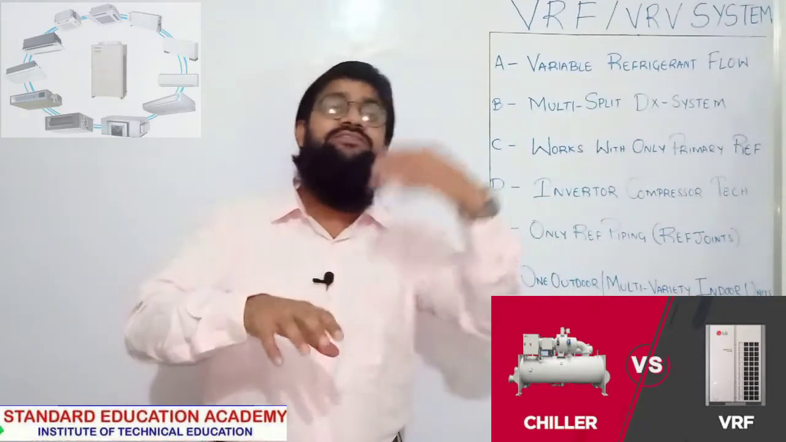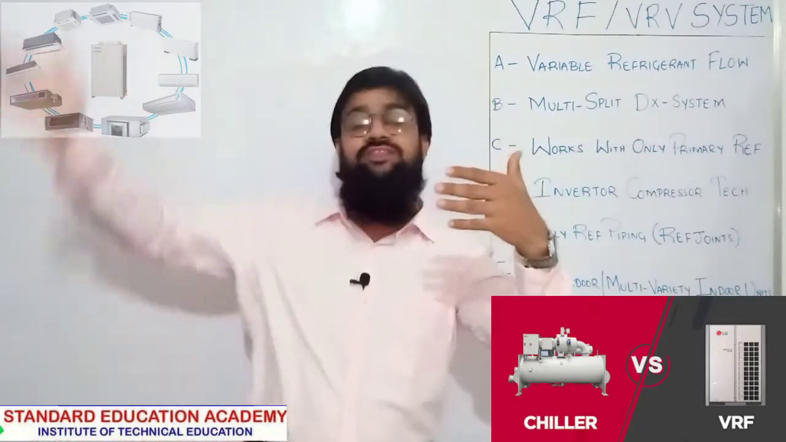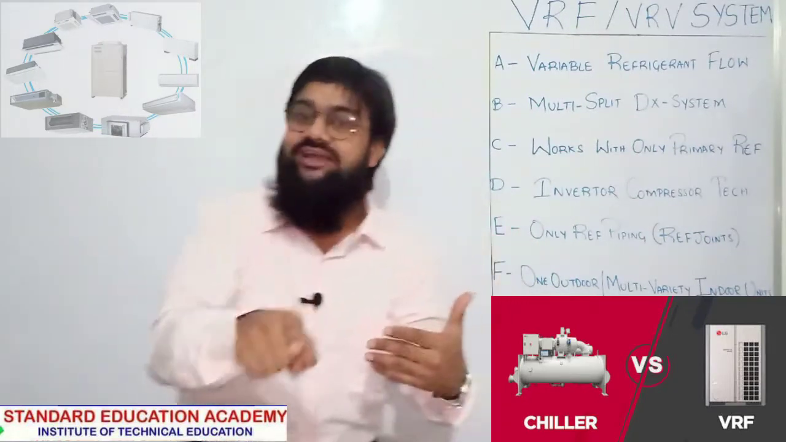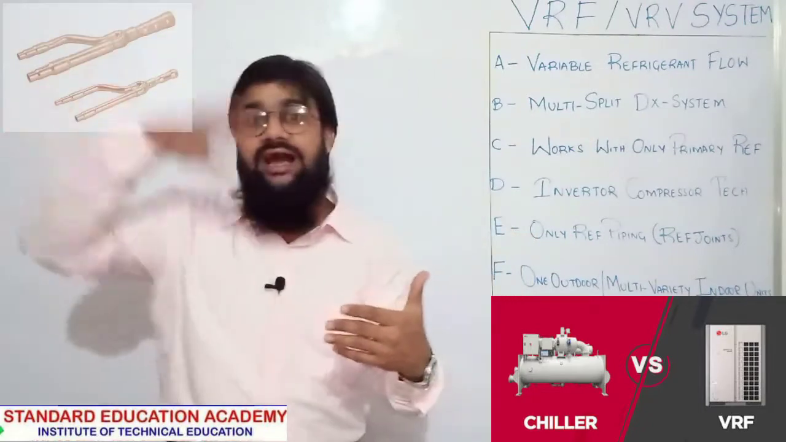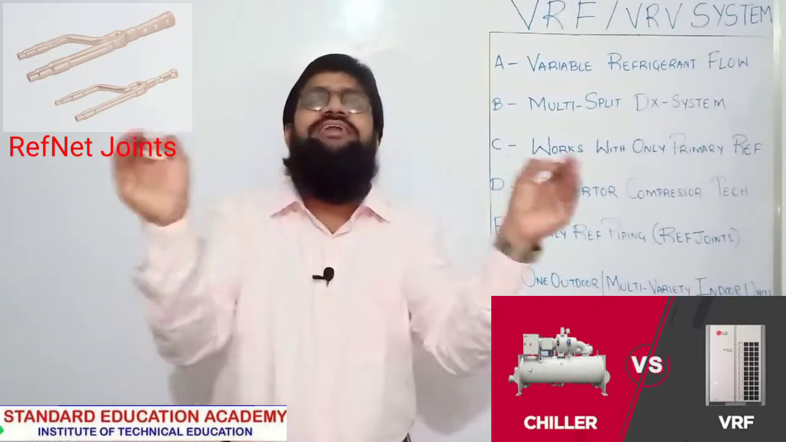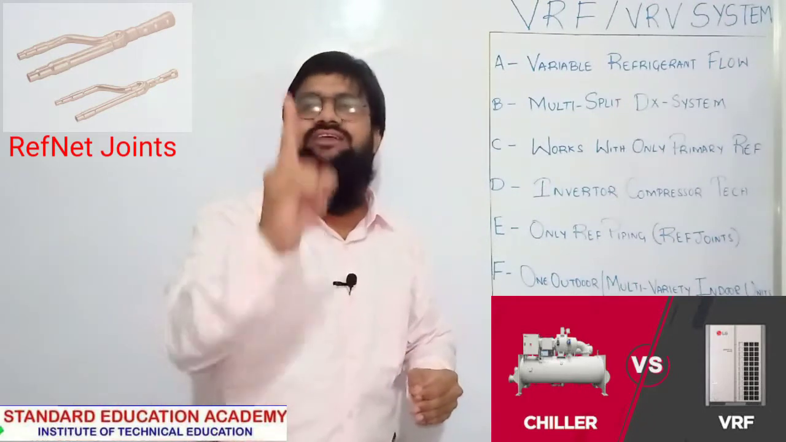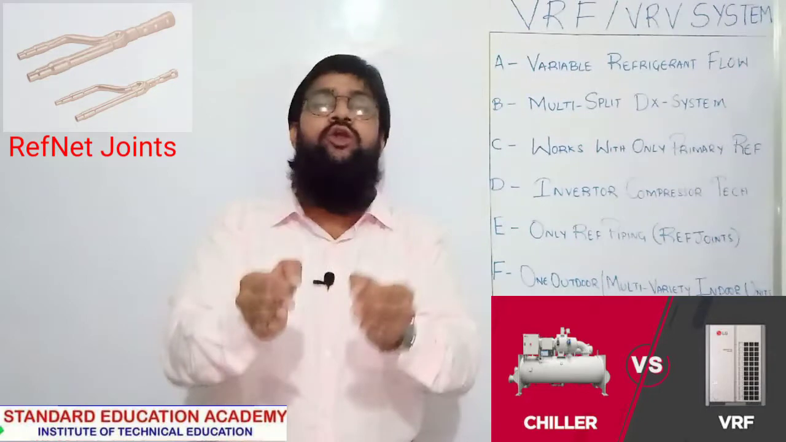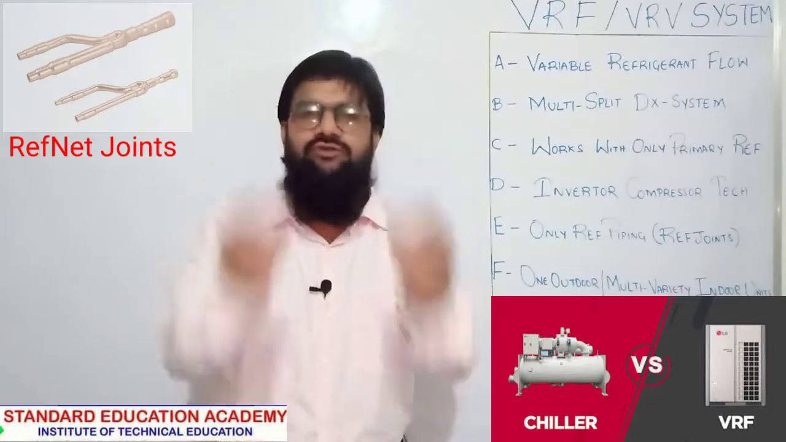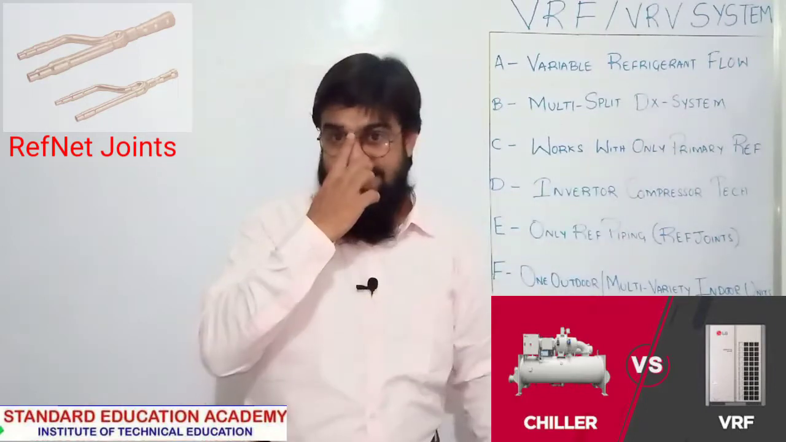So in chillers, what will happen? This primary refrigerant will cool the secondary refrigerant, and this secondary refrigerant will flow within the building, and heat transfer will be carried out by the secondary refrigerant in all the IDUs. That's why a chiller is not a direct expansion system, whereas VRF, VRV is a direct expansion system, because the only working fluid is 410A gas, which is the working fluid as well as the heat transfer fluid of this system. That's the meaning of DX system.